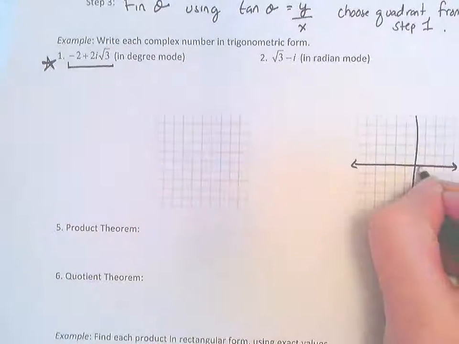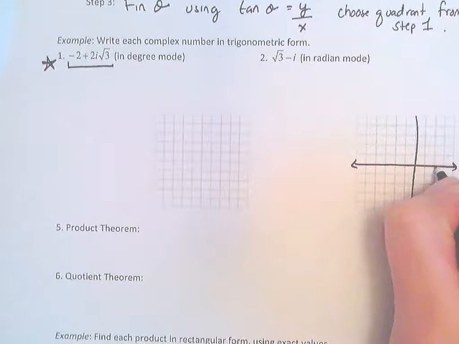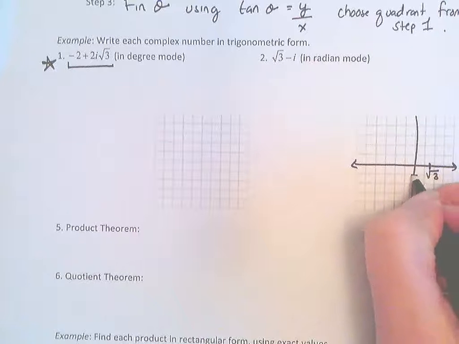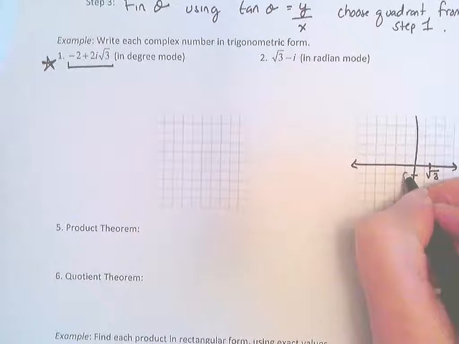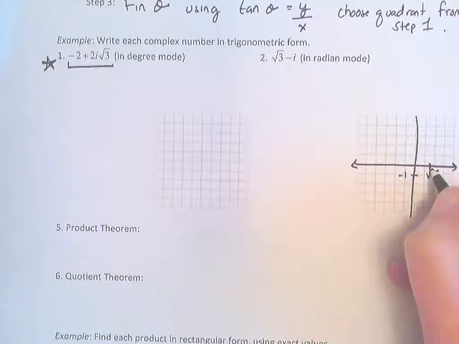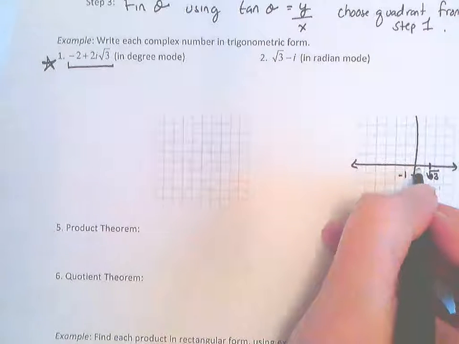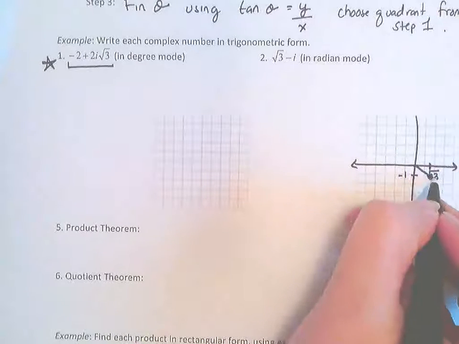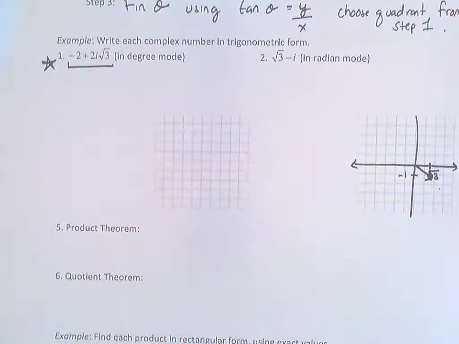So it's square root of 3, which is about 1 point something. So if this is 1, so 1 point something, let's call that square root of 3. And then negative i is right here. So that's negative 1. And so there is my vector. You notice right off the bat, this is in quadrant 4.